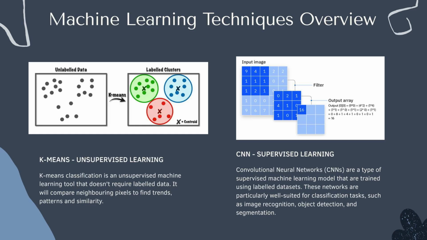This project focuses on using 2 different machine learning techniques. The first of these techniques is called K-means, and it is an unsupervised learning algorithm. It doesn't require initial labeled data, and it will group similar pixels to find trends, patterns, and similarity. The other method is known as convolutional neural networks, which is a type of supervised machine learning model that is trained using labeled datasets. These networks are particularly well suited for classification tasks such as image recognition.